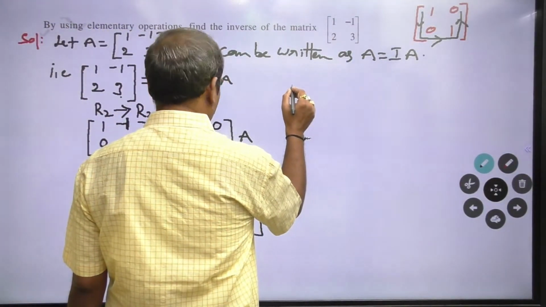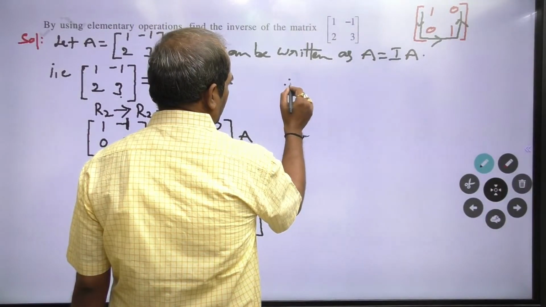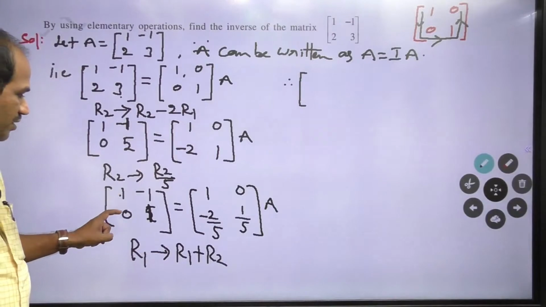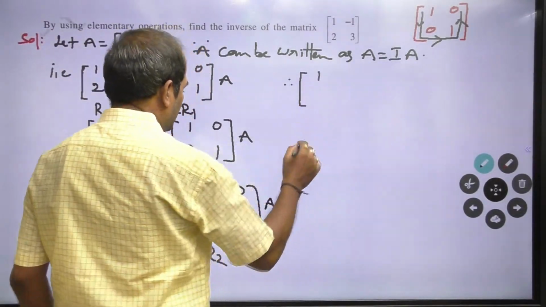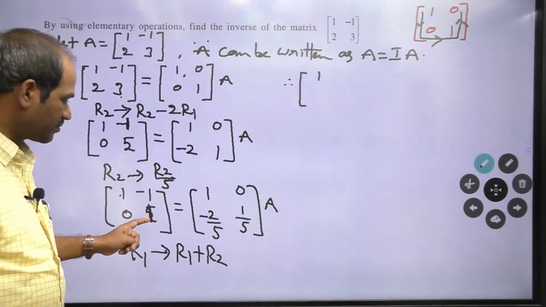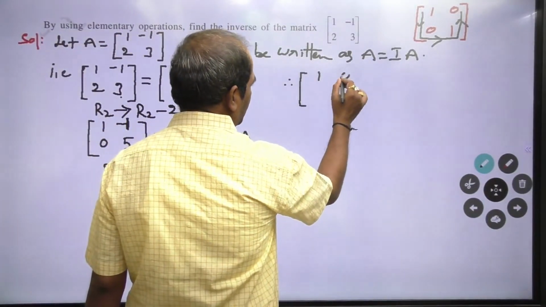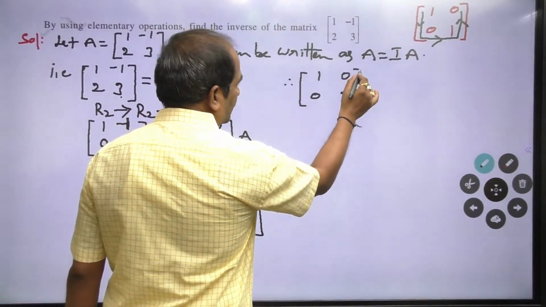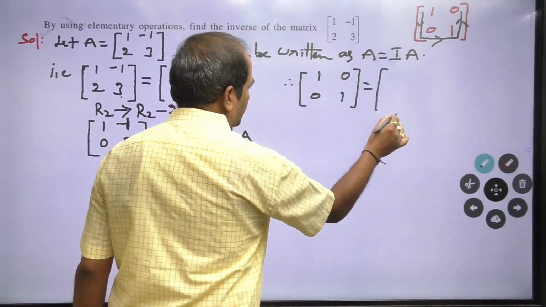Therefore, adding R1 plus R2, 1 plus 0 is 1. Next one, minus 1 plus 1 is 0. Next, the second row: 0, 1.